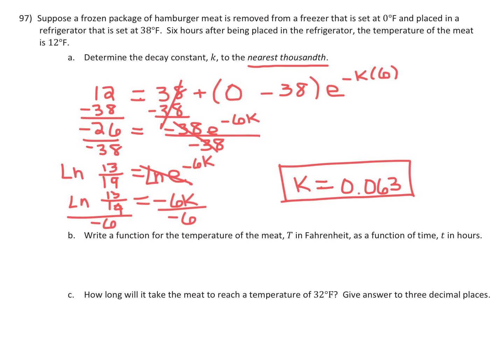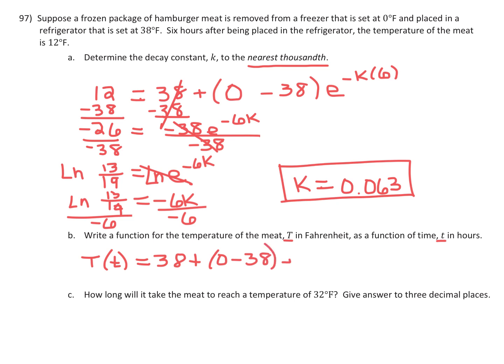Part B says to write a function for the temperature of the meat, T, in Fahrenheit as a function of time, little t, in hours. Okay, so the temperature in terms of the time is going to be equal to, it's still your surrounding environment was 38 degrees. The initial temperature was 0, so none of this is going to change. So we could write 38 plus, and then parentheses, 0 minus 38.